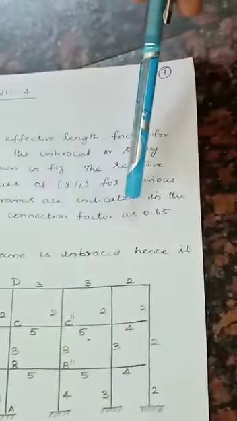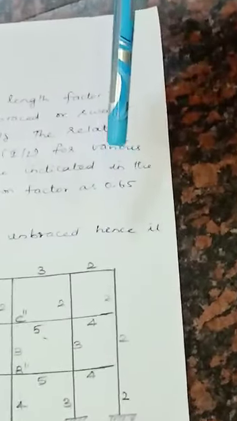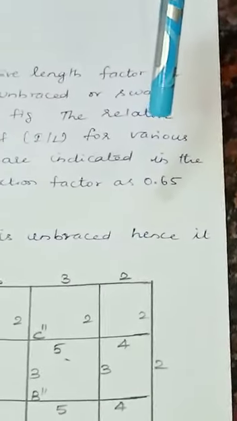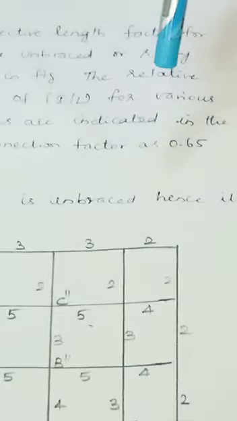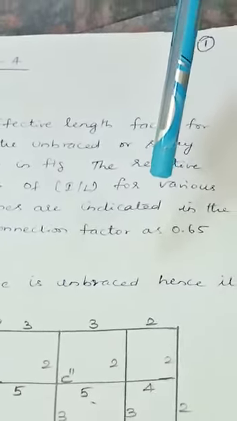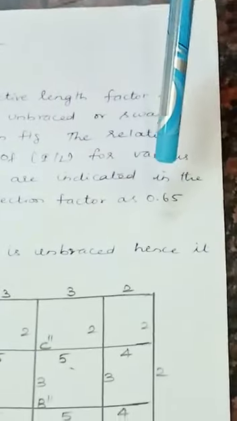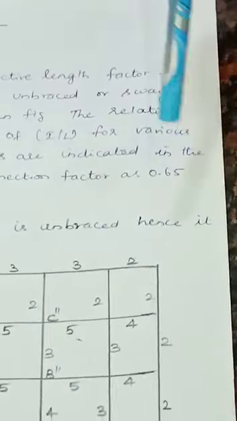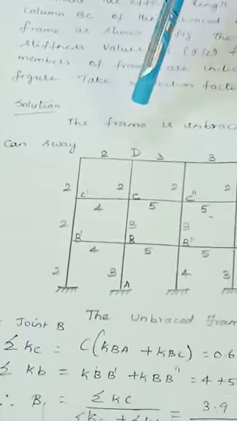Take the connection factor as 0.65. The connection factor will be applicable only for the column, not for the beams, because the sway will occur only in the column because of unbracing. Hence, the connection factor should be taken for the columns only. Now we will see the frame is unbraced, hence it can sway.